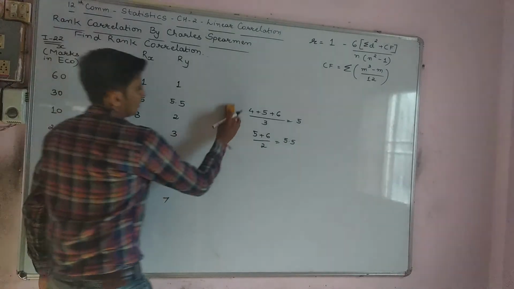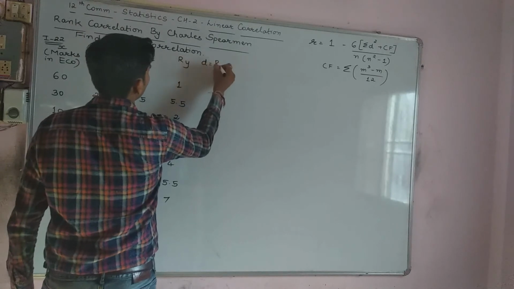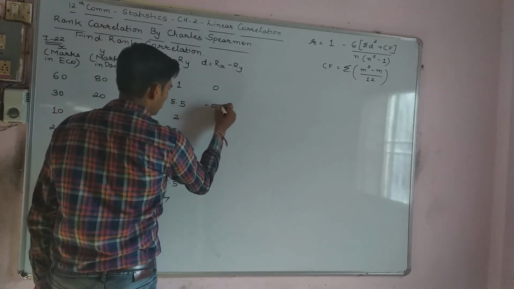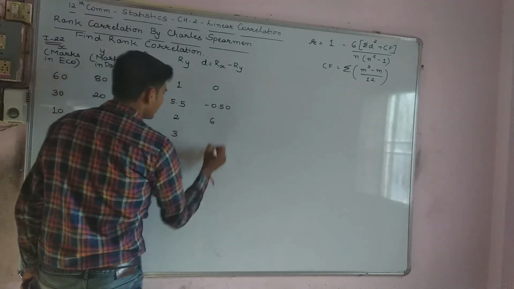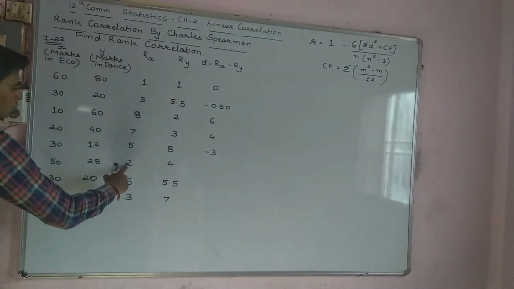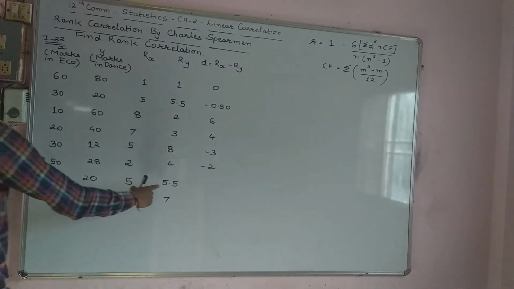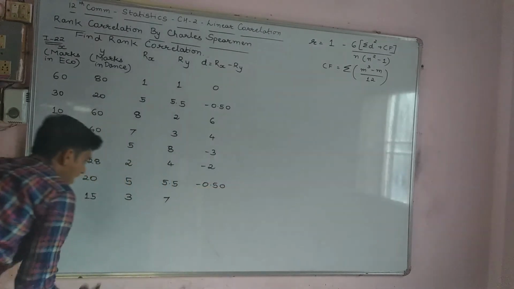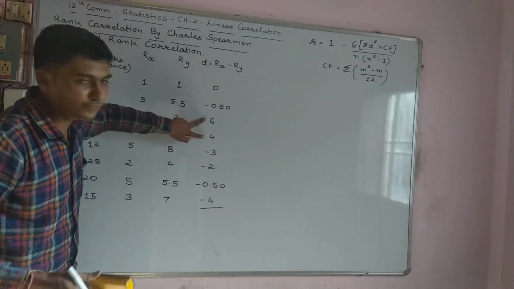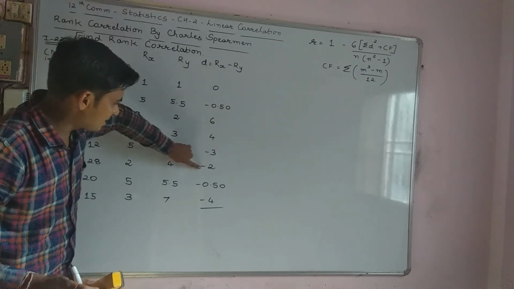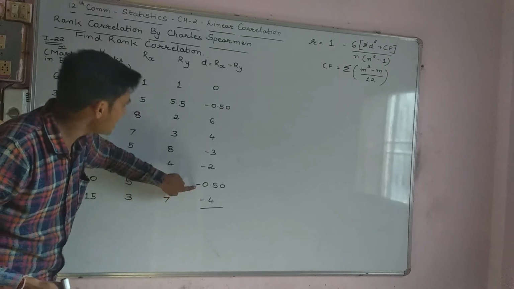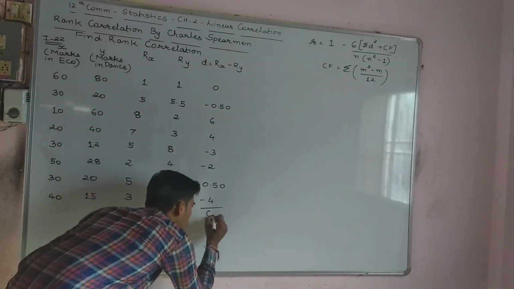Okay friends, next D is equal to Rx minus Ry. 1 minus 1, 0. 2 minus 2.5, minus 0.5. 8 minus 2, 6. 7 minus 3, 4. 5 minus 8, minus 3. 5 minus 5, 0. 2 minus 4, minus 2. 5 minus 5.5, minus 0.5. 3 minus 7, minus 4. This will be 0. Let's check it. 6 plus 4, 10. Minus 3, minus 2, minus 5. Minus 5, minus 4, minus 9. Minus 9.5, minus 10. Plus 10, minus 10. So this is always 0.